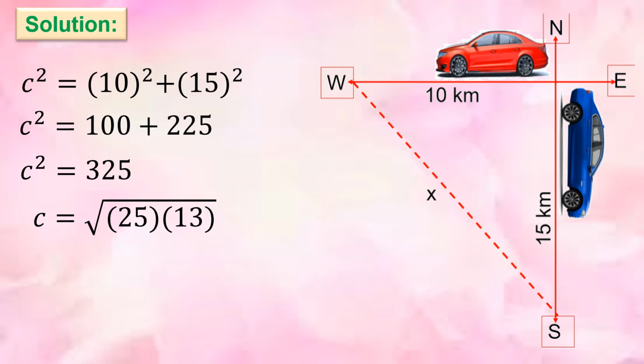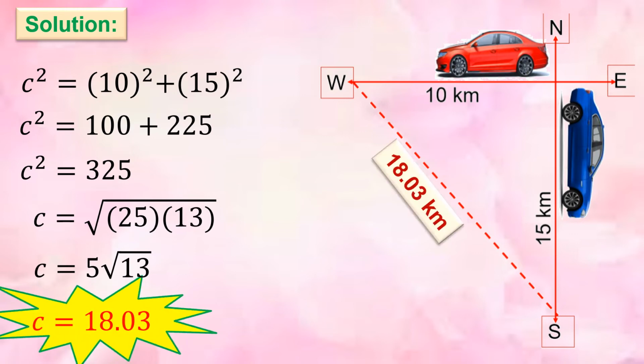Since 325 is not a perfect square, we are going to have one of the factors which is a perfect square. So 25 is a perfect square and the square root of 25 is 5. So we have 5 square root of 13. If we simplify it further, it is equal to 18.03. So therefore, the distance between the two cars when they have stopped already is 18.03 kilometers.